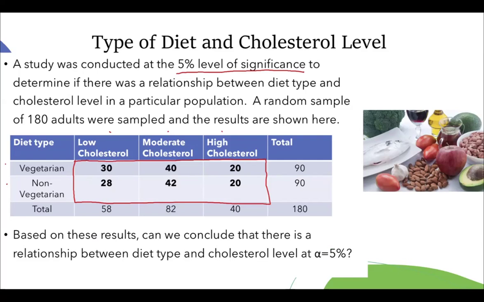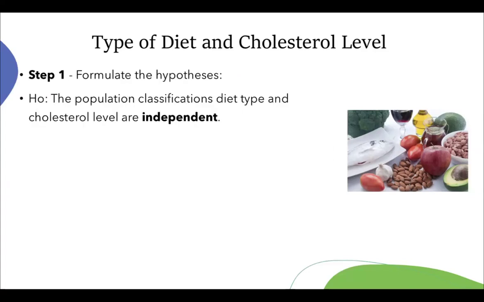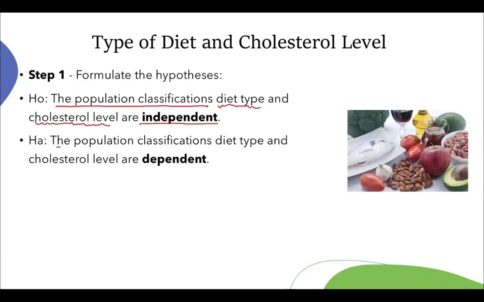So we jump right into writing our null and alternative hypotheses. The null hypothesis, the population classifications, this is how we always start. Diet type and cholesterol, so that changes from problem to problem. It's whatever the classifications are in the problem. And then we state that they are independent. HA, the population classifications, diet type and cholesterol level are dependent. Null and alternative hypotheses.